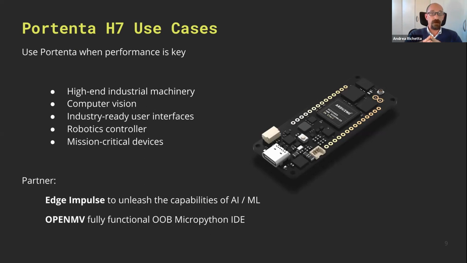Then we partnered with Edge Impulse to unleash the power and the capabilities of AI and machine learning. So starting from the great Edge Impulse Studio, you can create all the things and provide the model trained on the board. But I don't want to spoil it because Zane will provide a great demo. And then we also partner with OpenMV to have a fully functional out-of-the-box IDE that supports MicroPython. So again, you will see how it works.